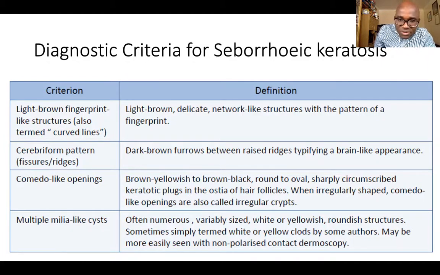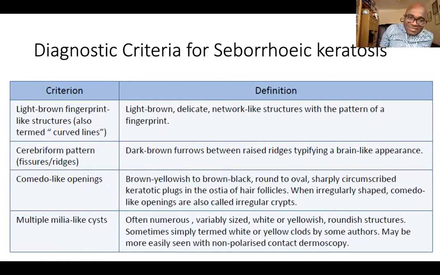So when you see a seborrheic keratosis, you see these open comedones, small comedone plugs, and these are what we call comedone-like openings. Okay, and when they are irregularly shaped, they can give you this crypt appearance, or they can give you irregular crypts as well.